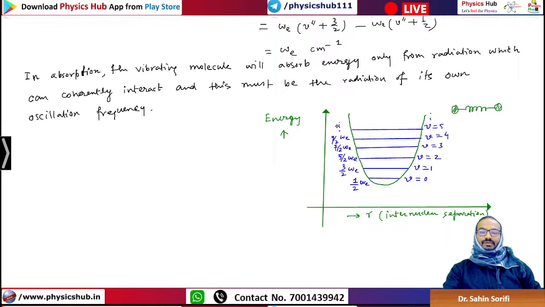For V equals 5, this will be 11 by 2 omega E, and so on.